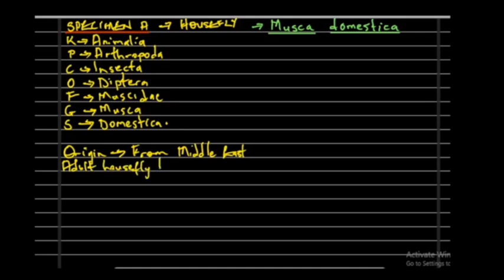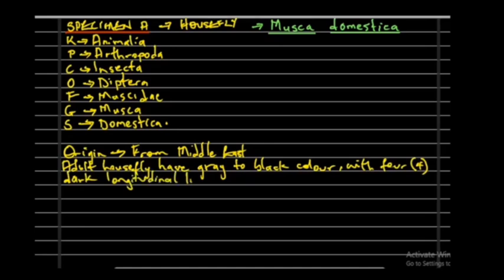Adult housefly have characteristic colors of what? Grey to black. That is how we see this particular organism, and it has 4 dark longitudinal lines on its thorax. When you look at this particular organism, on the thorax of it, you have a dark longitudinal line there.